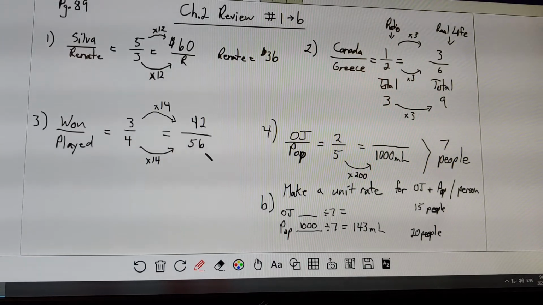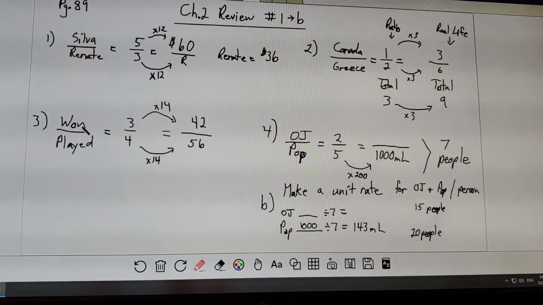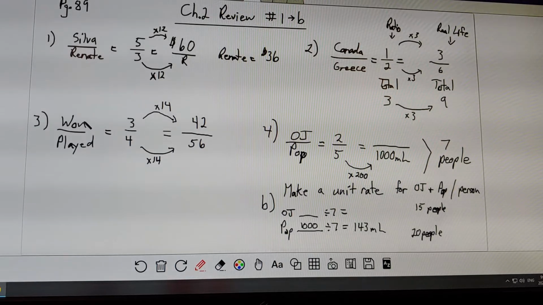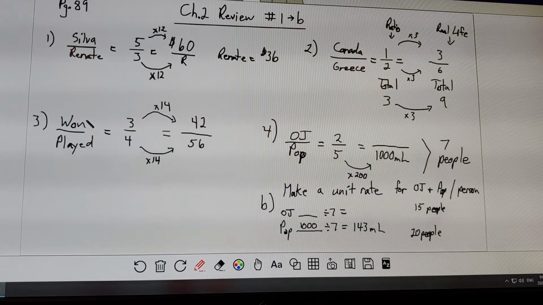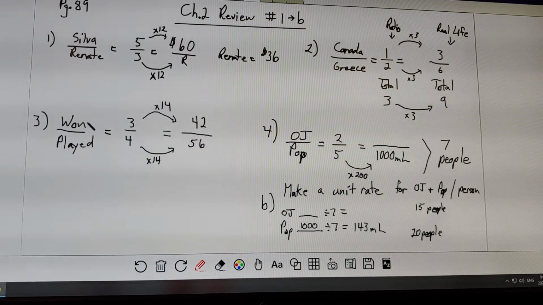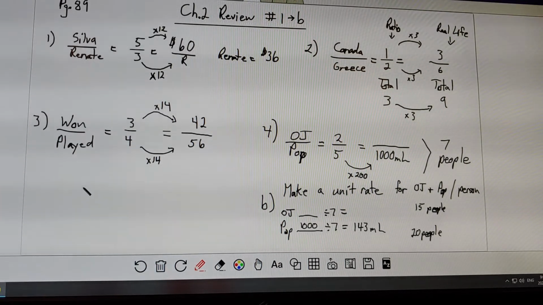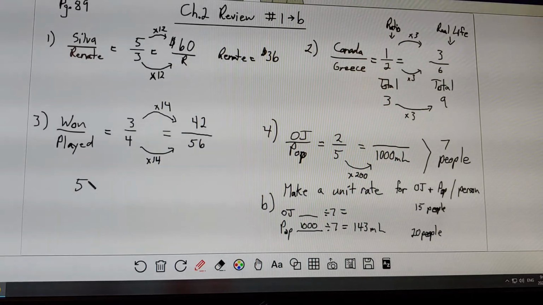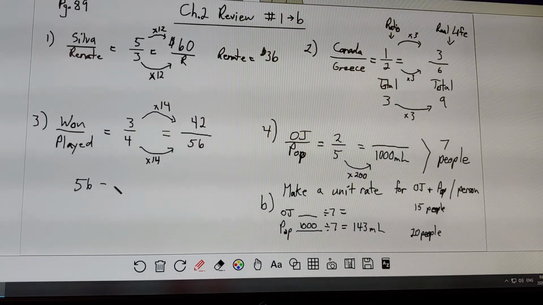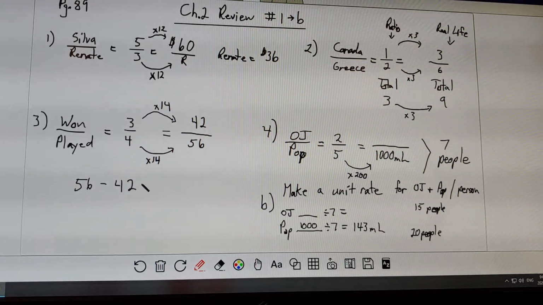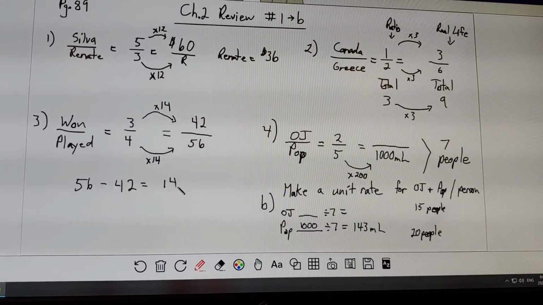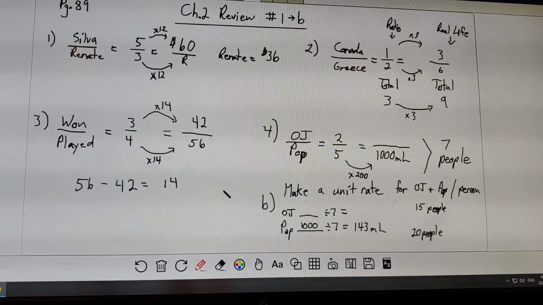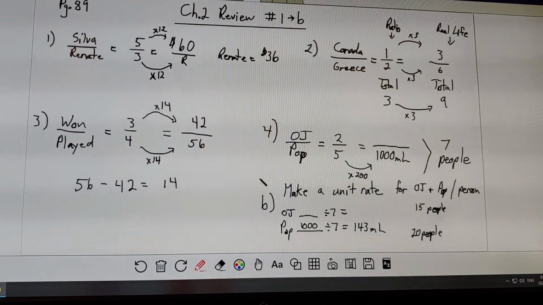42 games won. So then you're looking at that in the back of the textbook and going, oh no, I got it wrong. But it's okay, because you just haven't finished yet, because the question says, how many games did it lose? Well, we just have to do a little calculation for that. They played 56 games. They won 42 of them. So 56 subtract 42, 14 games lost. Okay.